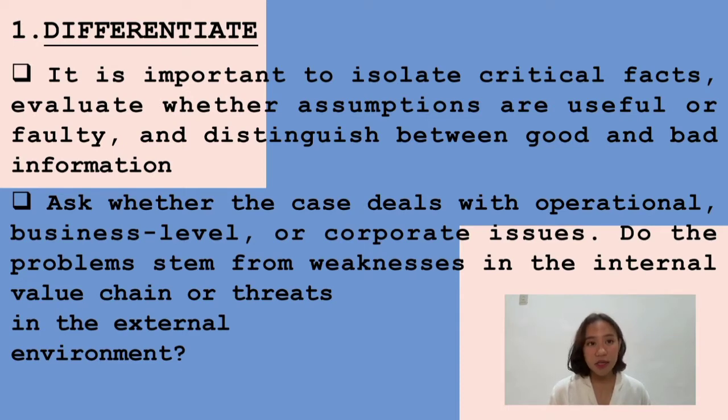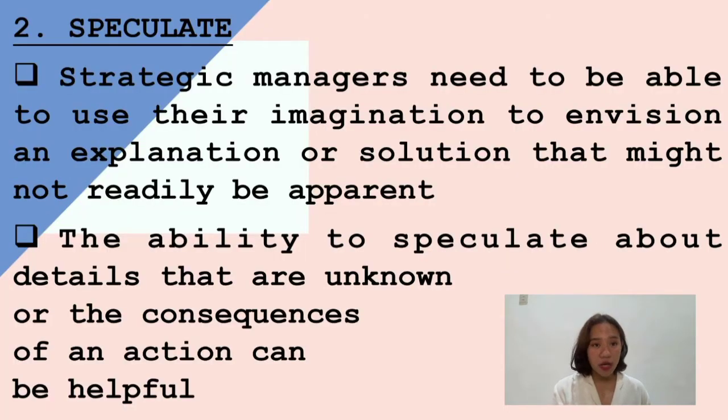making a good analysis. Strategic management also involves understanding that problems are often complex and multi-layered. Ask whether the case deals with operational, business level, or corporate issues. Do the problems stem from weakness in the internal value chain or threats in the external environment? A strategic manager has to dig deep. Being too quick to accept the easiest or least controversial answer will usually fail to get to the heart of the problem. The next one is to speculate.